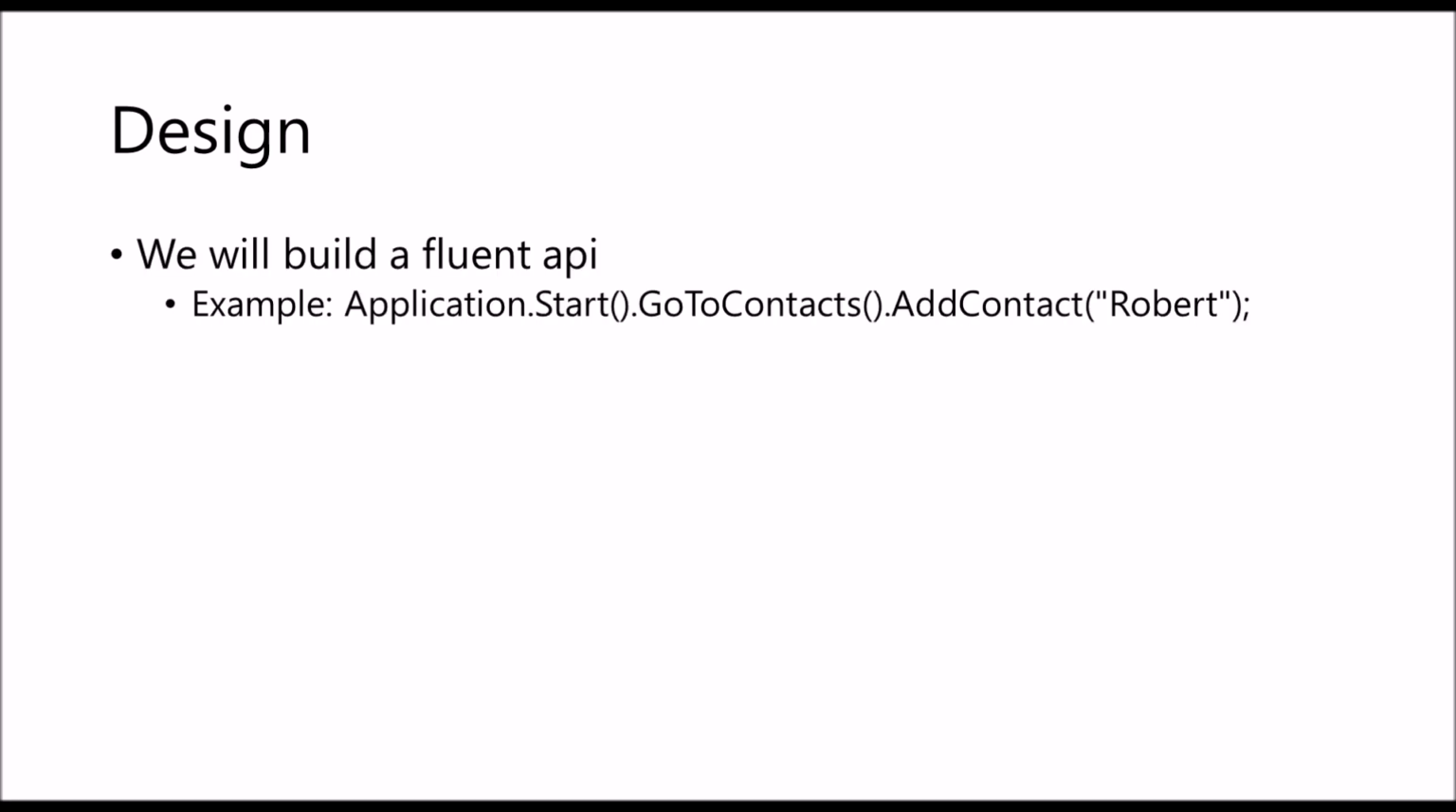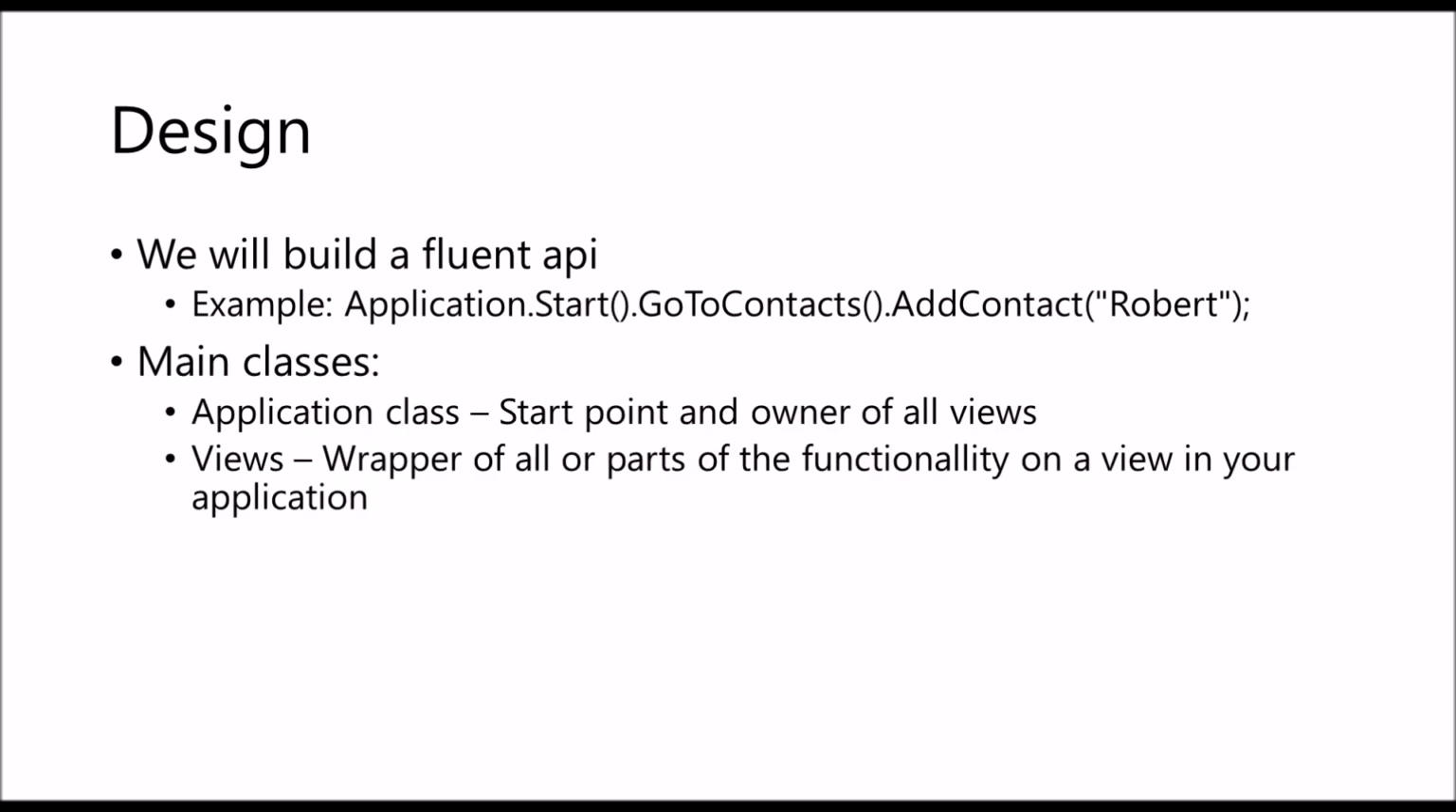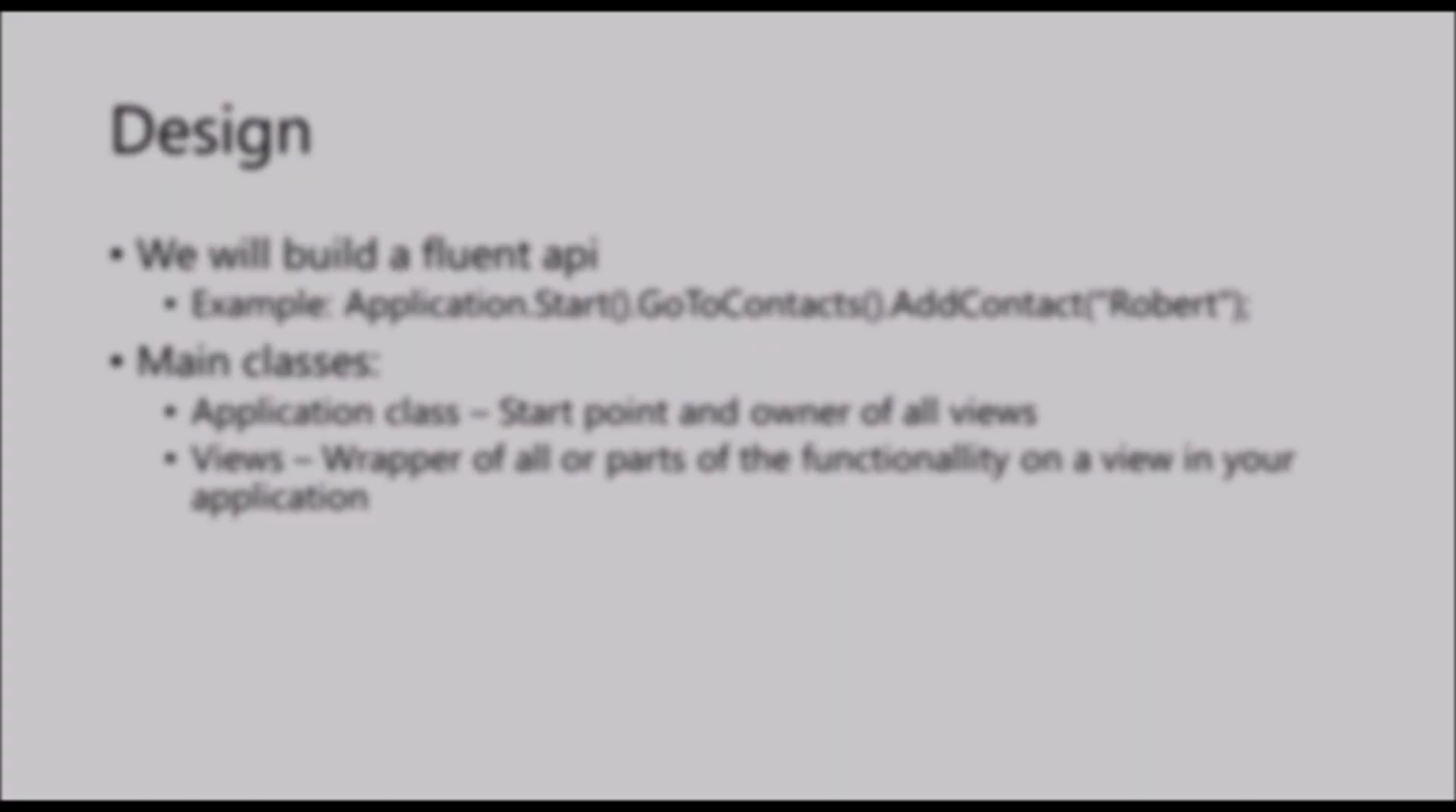But just a couple of words about the design. In the design we built a fluent API. That means that you will be able to call all these methods in a sequence. The main class will be the application class, that is the start point and owner of all views. And then it will be the views. We use wrappers of all or parts of the functionality on a view in your application. But let's start.